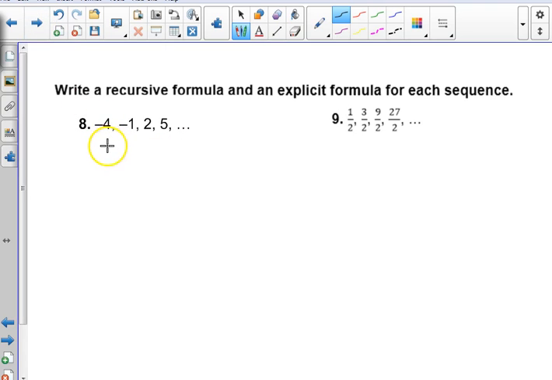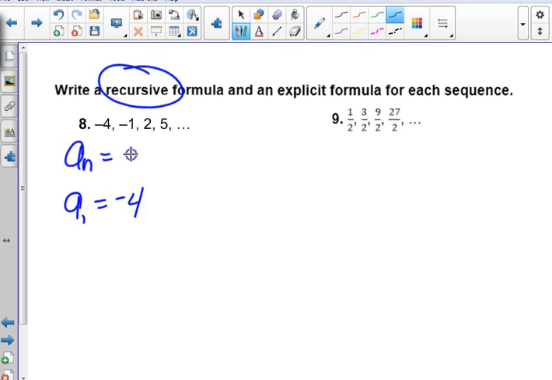Oh, this is review. I kind of want to skip this. Can I just go really super fast? Recursive means you need to tell me the first term is negative 4, and then you tell me every term after that is the previous term. Anybody know what they're doing? Plus 3.